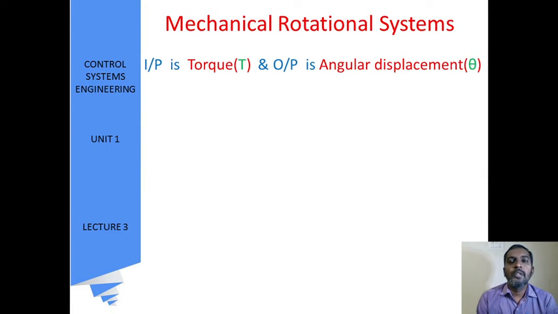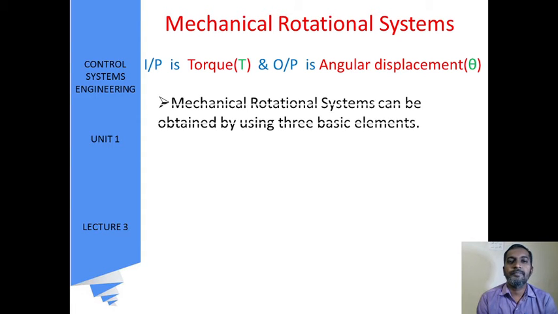Previously we have discussed mechanical translation systems, where we have input as force and output as displacement. Here in the mechanical rotational system we are giving input as torque and the output will be angular displacement.